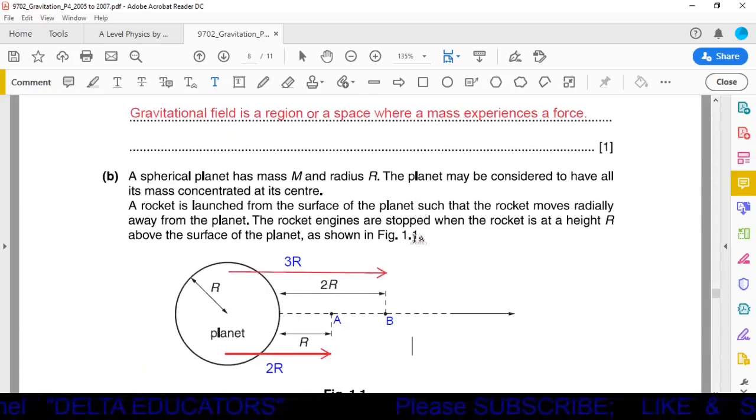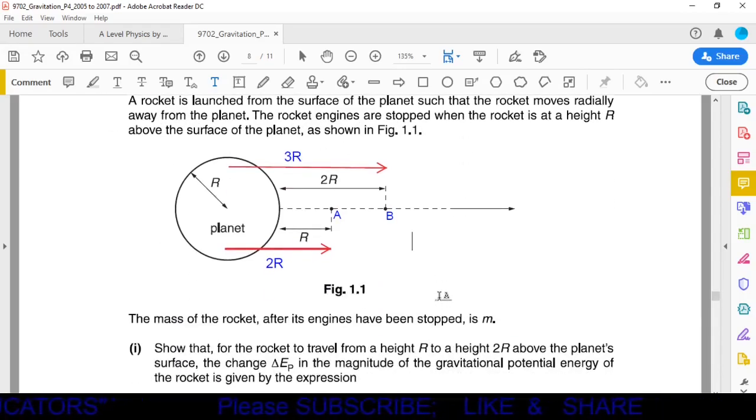Next part, a spherical planet has mass M and radius R. The planet may be considered to have all its mass concentrated at its center. A rocket is launched from the surface of the planet such that the rocket moves radially away from the planet. The rocket engines are stopped when the rocket is at a height R above the surface of the planet as shown in the figure 1.1. Okay, the mass of the rocket after its engines have been stopped is m.